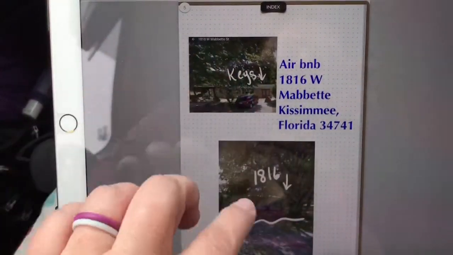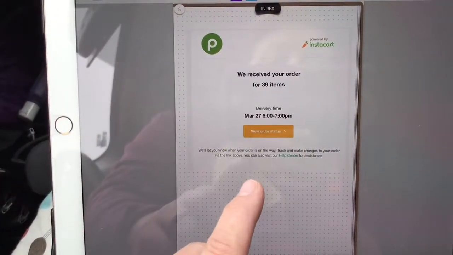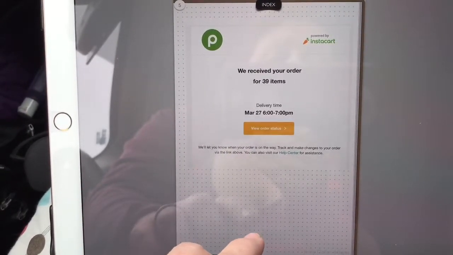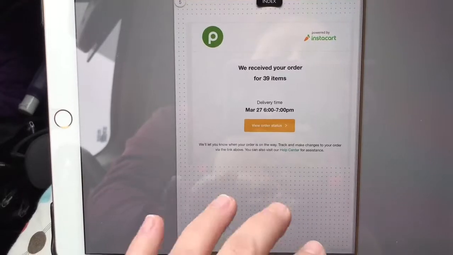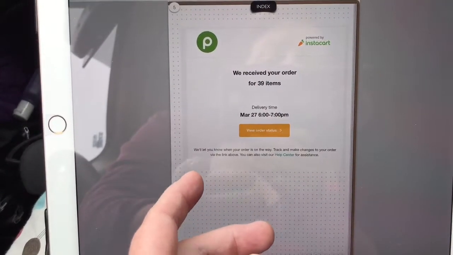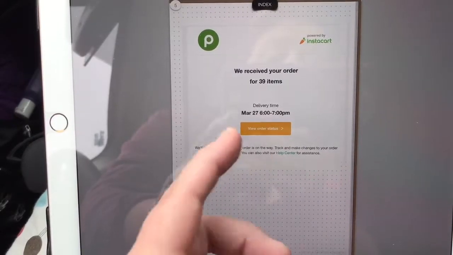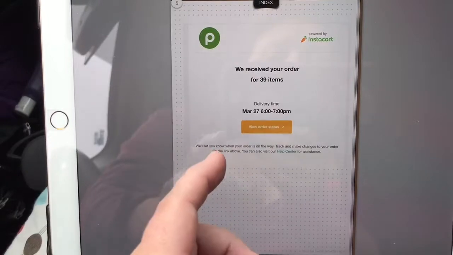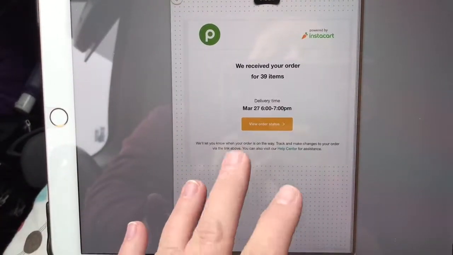This was the Airbnb we stayed at. This was the confirmation of the Publix Instacart delivery that I set up. So this worked really well. We had rented a house, so I had pre-ordered a lot of groceries. So then, shortly after we arrived, our delivery came, so then we had food for the week, which worked out really well.